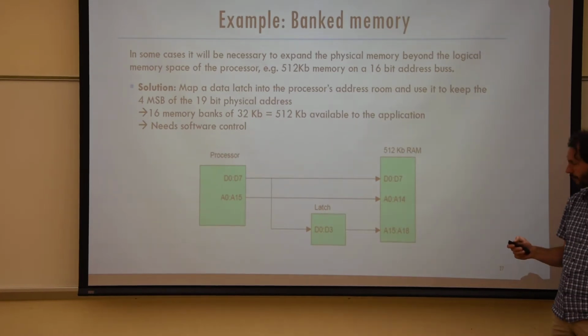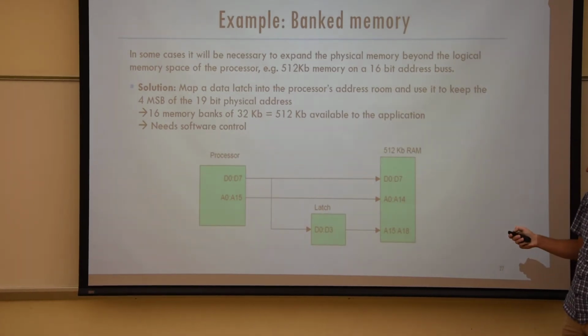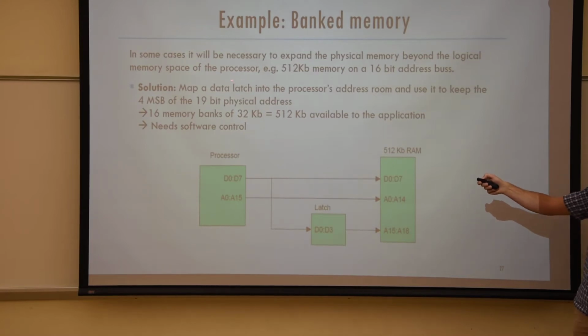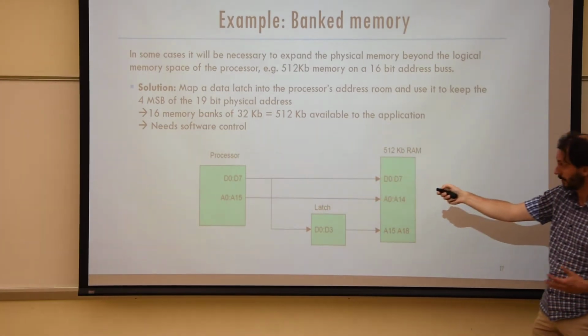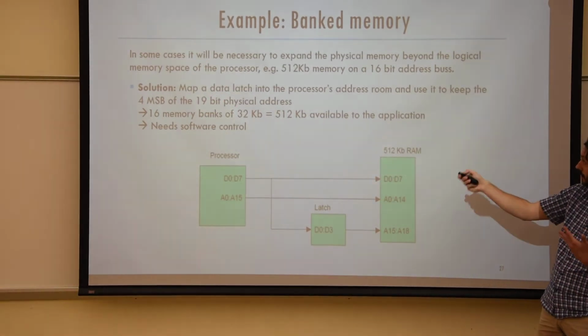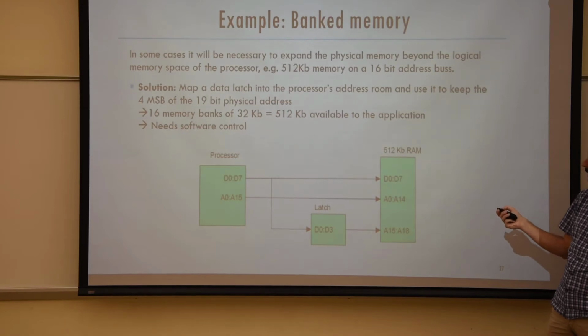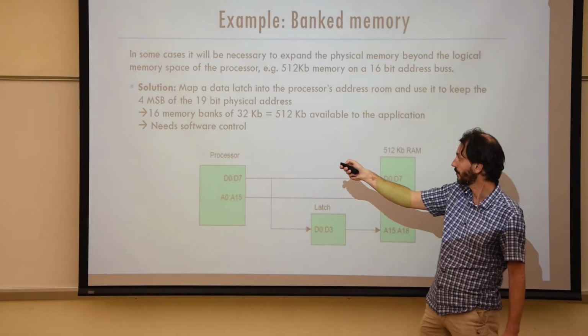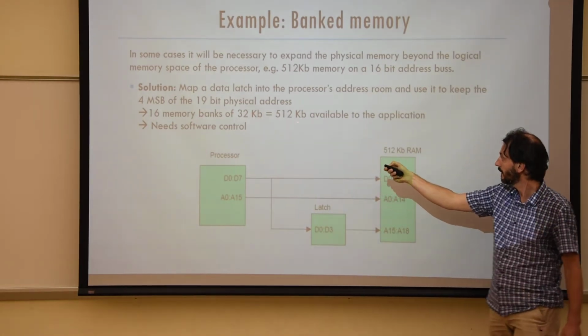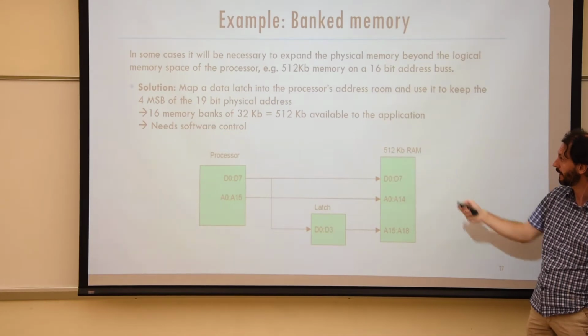Now, let's talk about banked memory for a moment. Suppose, the question is, suppose I have 512 kilobit memory on a 16-bit address bus. Alright, what's the problem? Well, how do you want to do the mapping? That's the question. So the first thing that we realize is that if you would create 16 memory banks of 32 kilobits, then 512 kilobits will be available to the application.